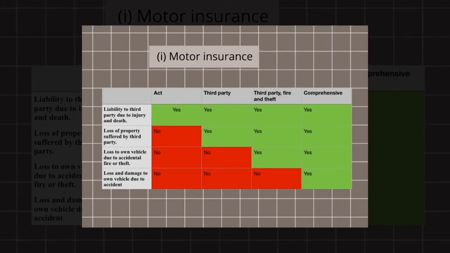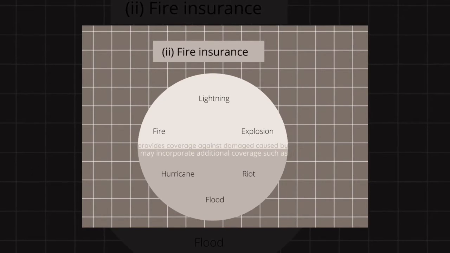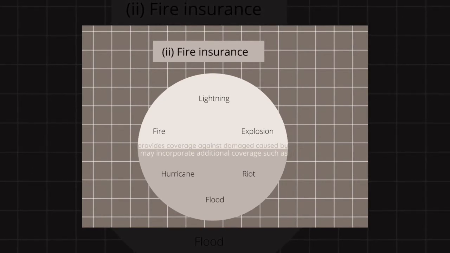The first type of general insurance is motor insurance that consists of 4 different types of coverage, that is ACT, third-party, fire and theft, and comprehensive. As we can see, comprehensive insurance has more coverage than the rest, and ACT has the least coverage amongst all. Next is fire insurance. It provides coverage against damage caused by fire, lightning, and explosion. It also may incorporate additional coverage such as hurricane, riot, and flood.